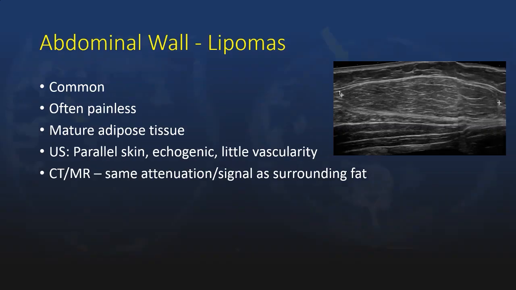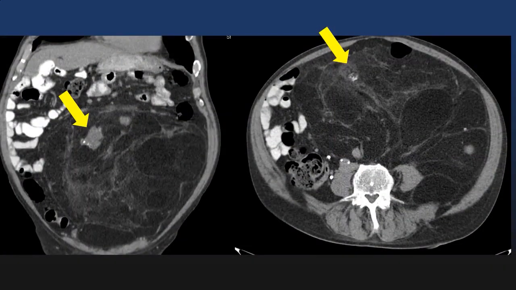Now contrast this case with this one of a large fat-containing mass, in this case arising in the retroperitoneum, with multiple solid-appearing nodules and extensive stranding. This certainly would be concerning for a liposarcoma and can occur in the abdominal wall as well. Other sarcomas, such as leiomyosarcoma, can also occur in the abdominal wall, but these are relatively uncommon.